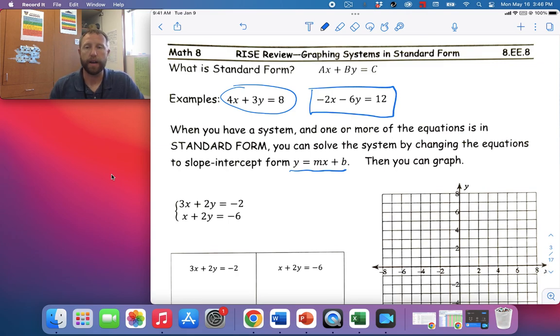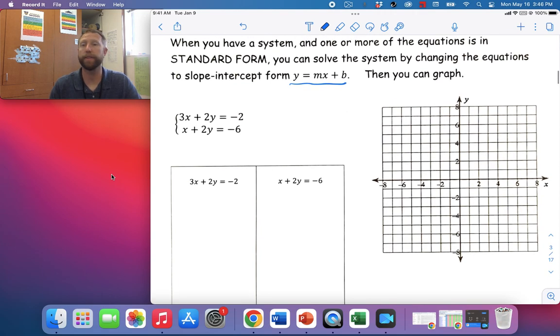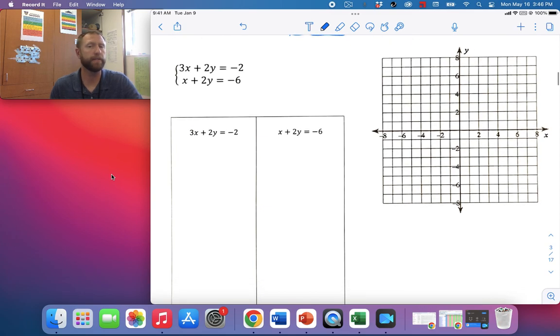So they have an example here. We're going to solve this system. It says when you have a system and one or more of the equations is in standard form, you can still solve the system by changing the equations to slope-intercept form and then graphing and seeing where they cross. Remember, that's the solution, where the two lines meet. So that's what we're going to do here. I'm going to change each of these into slope-intercept form.